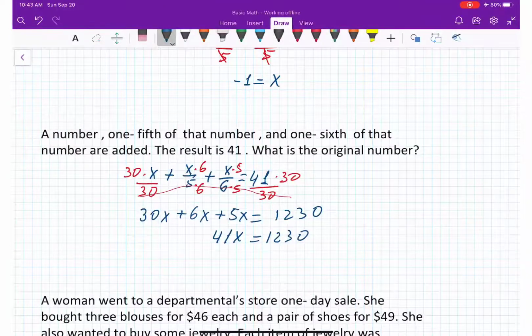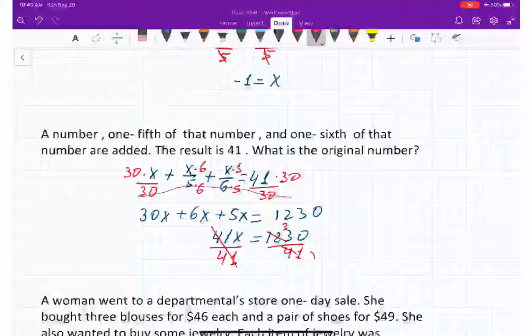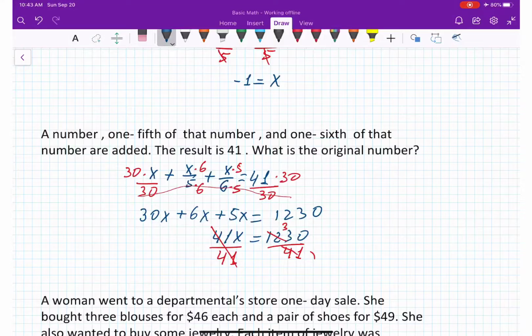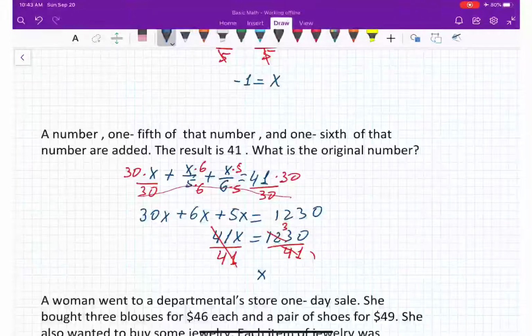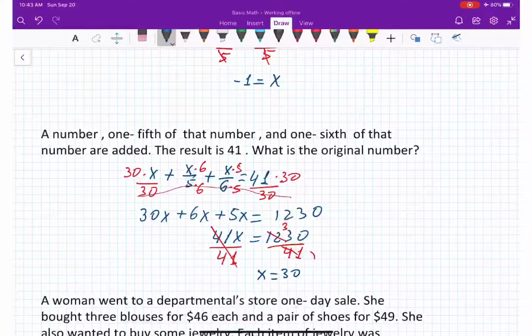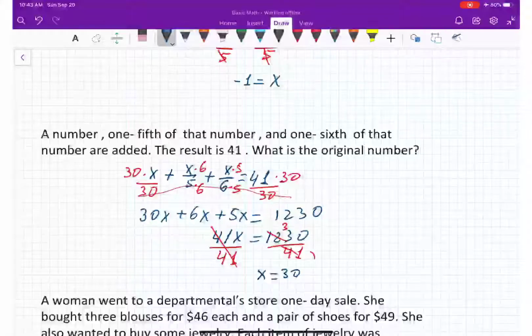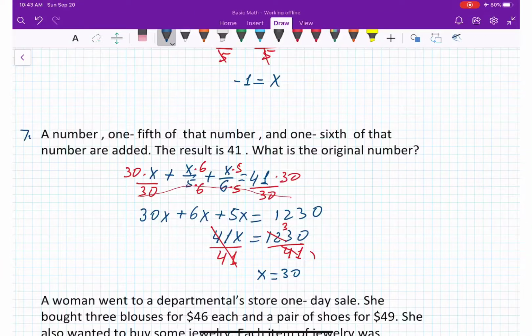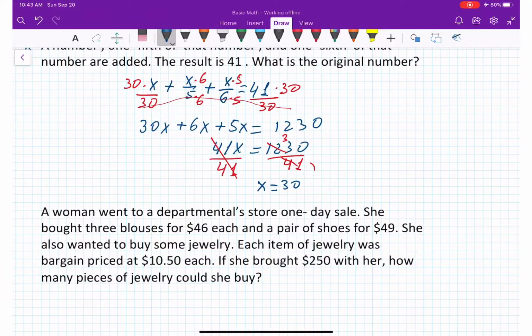Okay, dividing by 41. What do we get? This is 1, this is 3. So the answer is going to be 30 because I didn't touch that 0, right? 1230. X is equal to 30. Okay. So that was question number 7. Moving to question number 8.